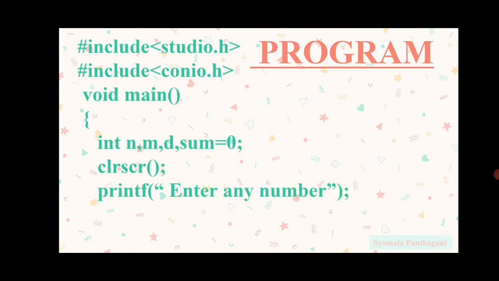clrscr(); printf("Enter any number"). This is what we are displaying on the output screen, and we are taking the input from the end user by using the scanf function, %d, &n. Here we are taking the number from the user and copying that number into m. m = n means we are copying the given number into the variable m.